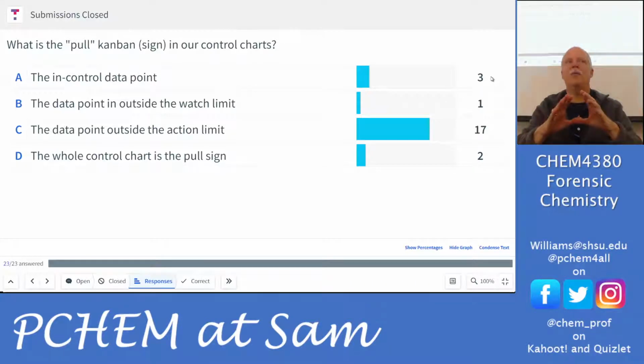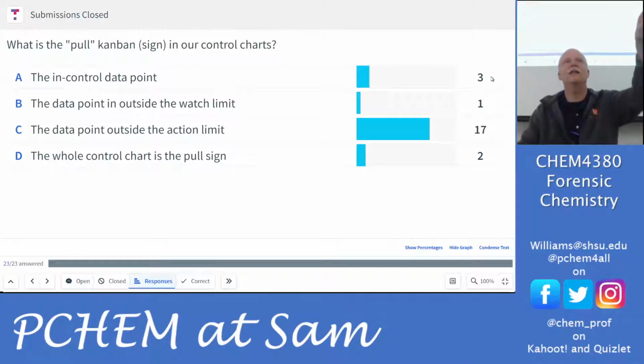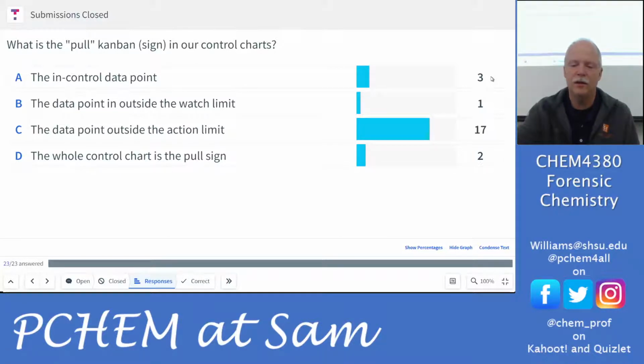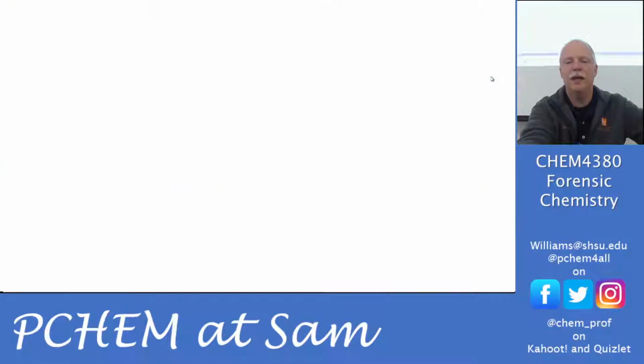But Kanban's getting a more broad use as a sort of a dashboard. And our control chart would be like a dashboard of our system. You could look at it and see how stable it's been over the several days or weeks or months. Okay. But the pull is the key, and that's when the data point jumps above our action limit or below it, then we take action.